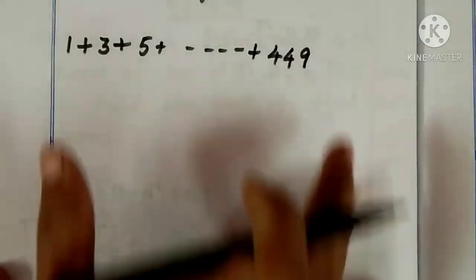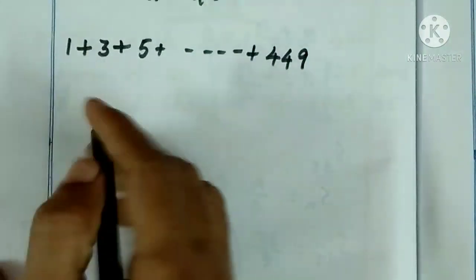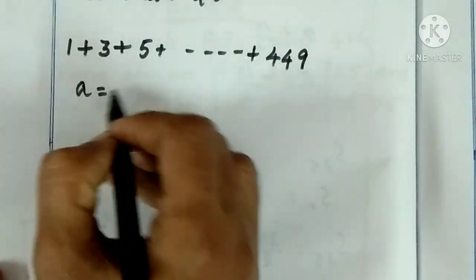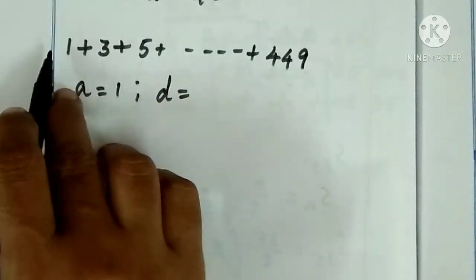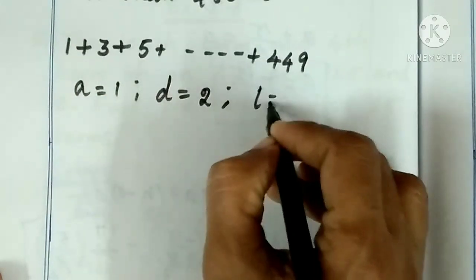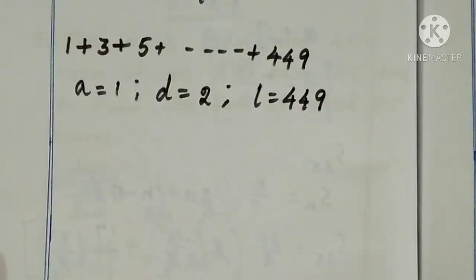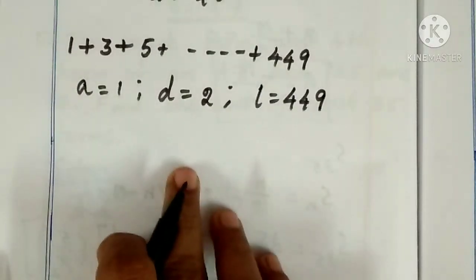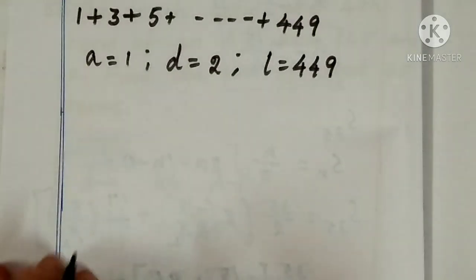Now, we have to find the sum of this series. Here we know that A is equal to 1 and D is equal to T2 minus T1, that is 3 minus 1, 2, and L is equal to 449. For finding Sn, we need n. So, first you have to find the value of n.